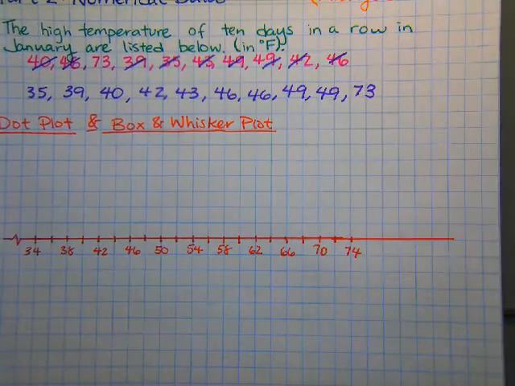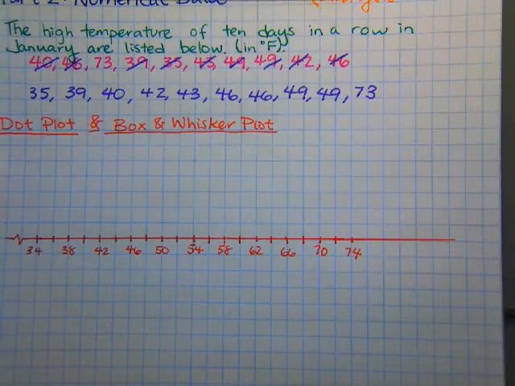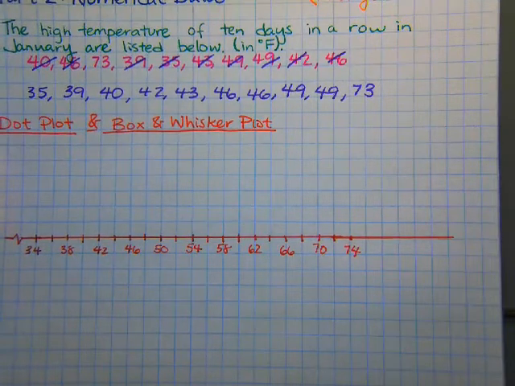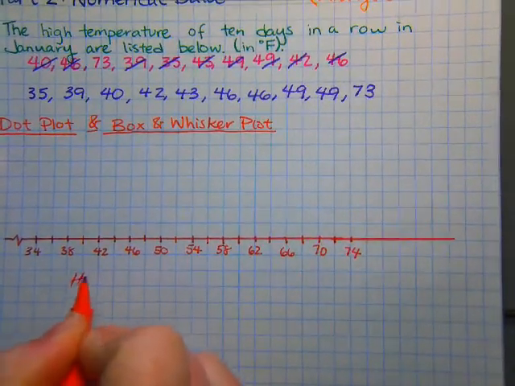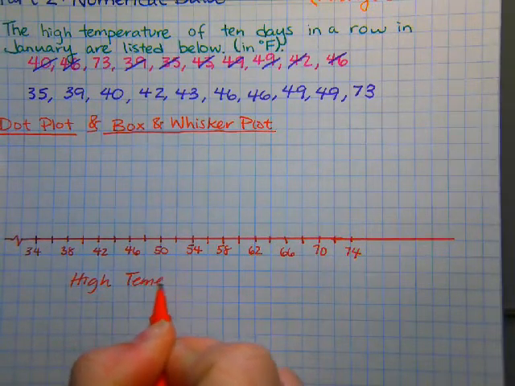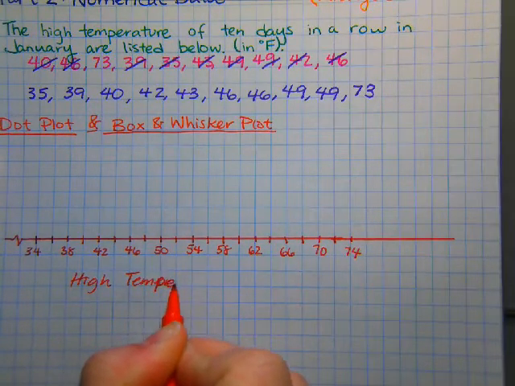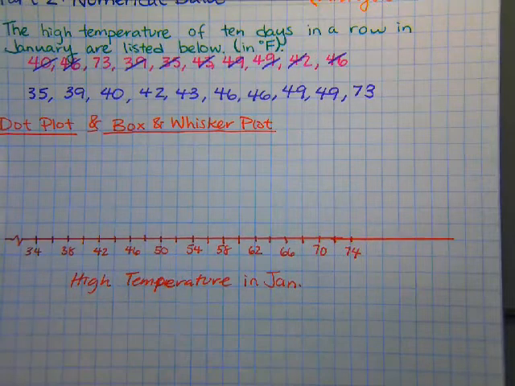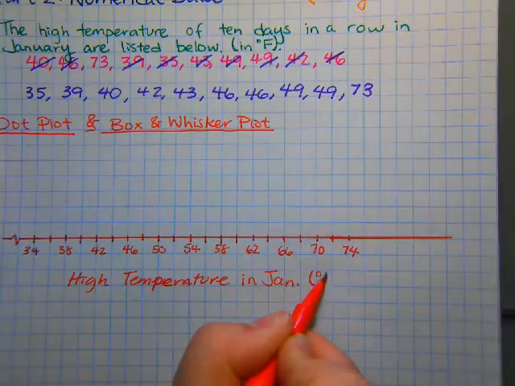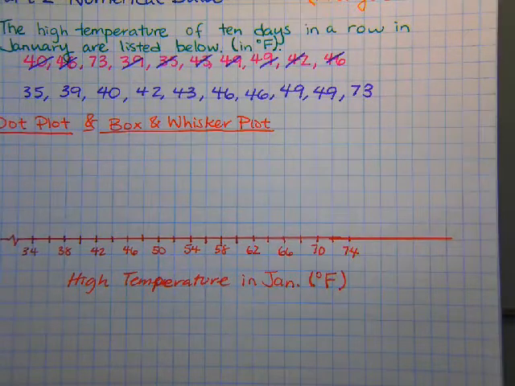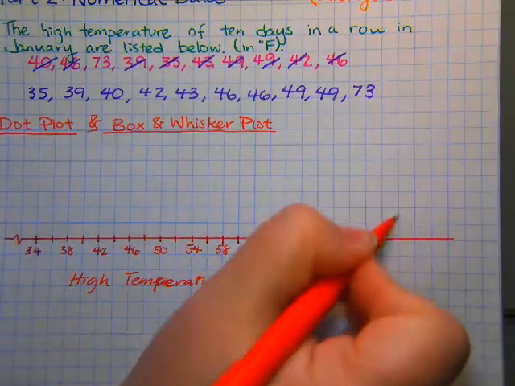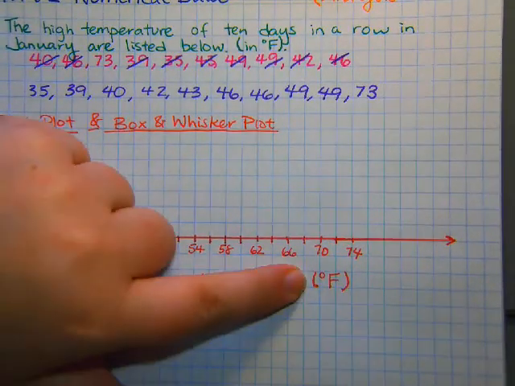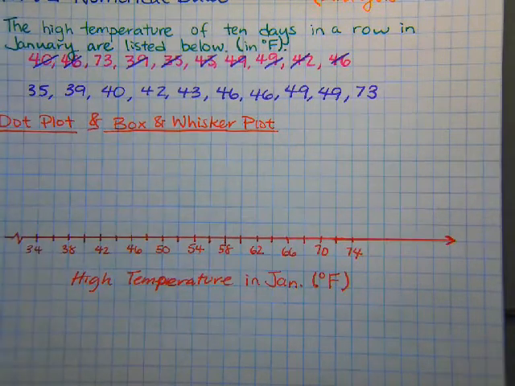Okay, so what these represent, remember, is the high temperature in January of the days, of 10 days. And so we're going to write high temp, spelling temperature, in January, and that's an acceptable abbreviation for January. And then again, because it is in degrees Fahrenheit, I want to make sure that I include that unit, so that people know. Otherwise, you'd have to write it after every number, and you don't want to do that.